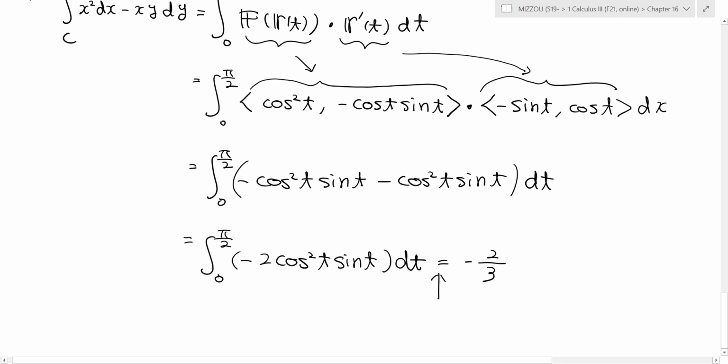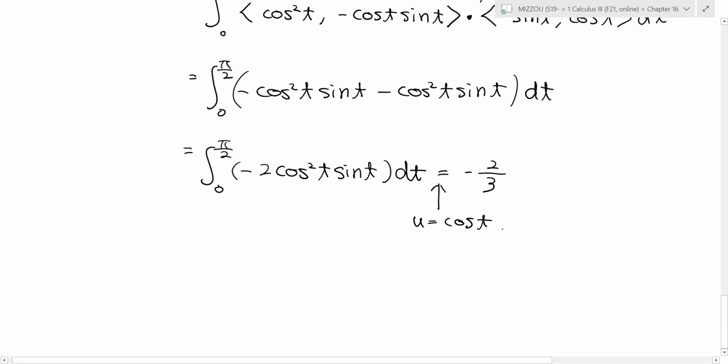This is just calculus one, but for this you have to use u substitution. u is equal to cosine t. Okay. Now, essentially, we can generalize this to a line integral of a vector field with 3 variables. But I think I'll just work out the example in the next video.